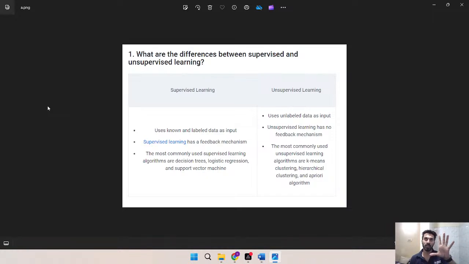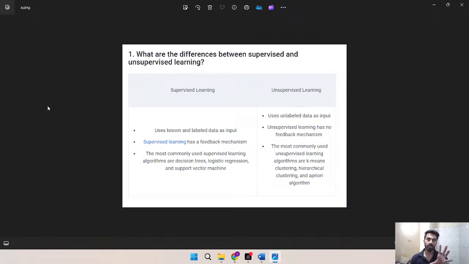In supervised machine learning algorithms, you have data that is a labeled data set. In other words, in supervised learning we have labeled data. In the other type of machine learning, unsupervised learning, you don't have labeled data. Okay, so this is the first difference.